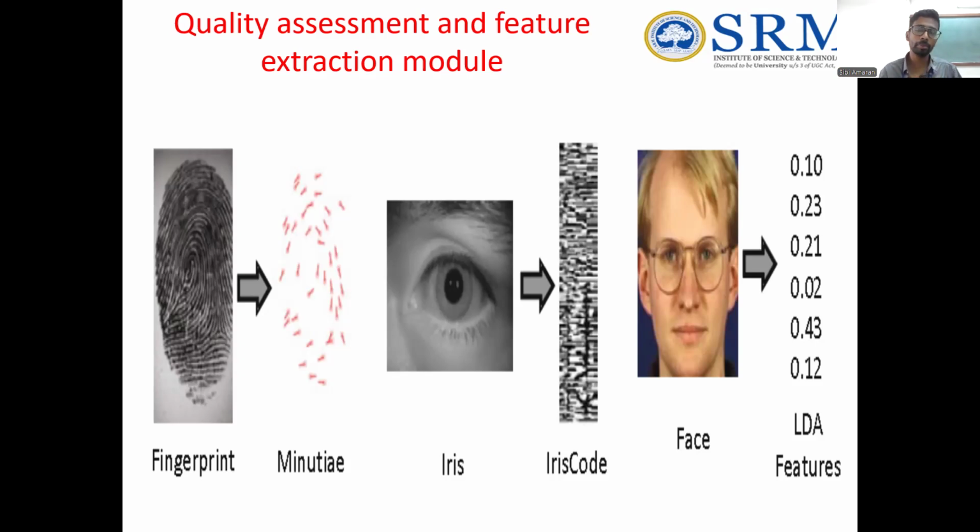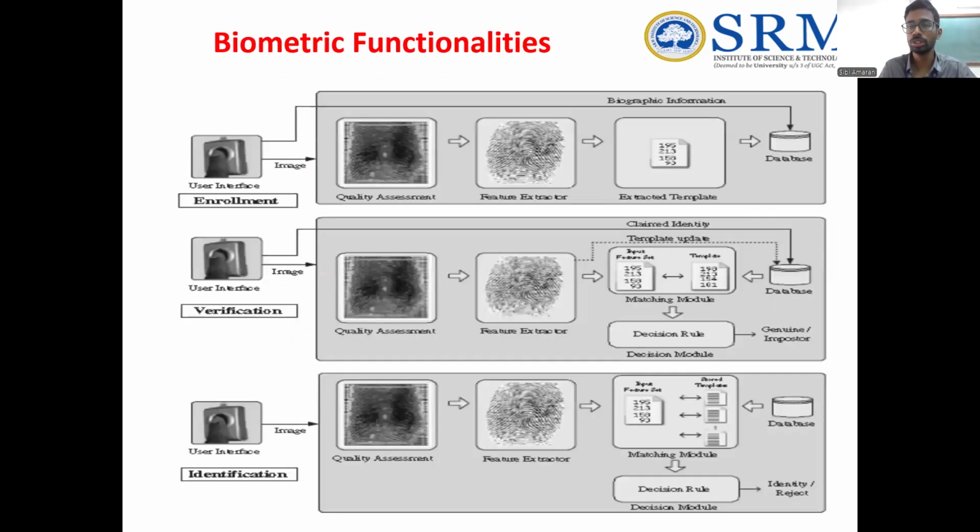Again, I'm repeating: while we are discussing fingerprint, feature extraction will be made based on the minutiae algorithm. If you take an iris, an iris code is needed, and that is done using feature extraction. For face, feature extraction will be made based on the distance. I already said these are the biometric functionalities: enrollment, verification, and identification.